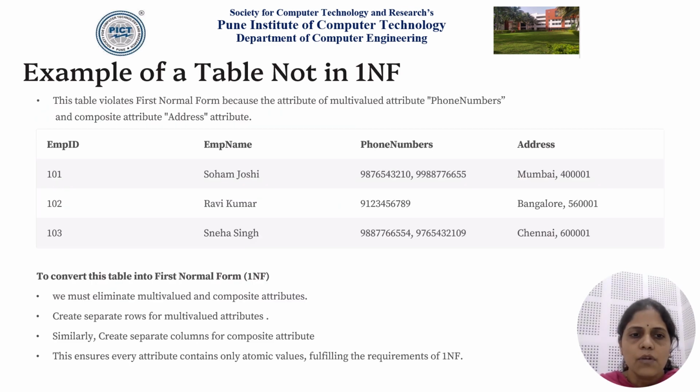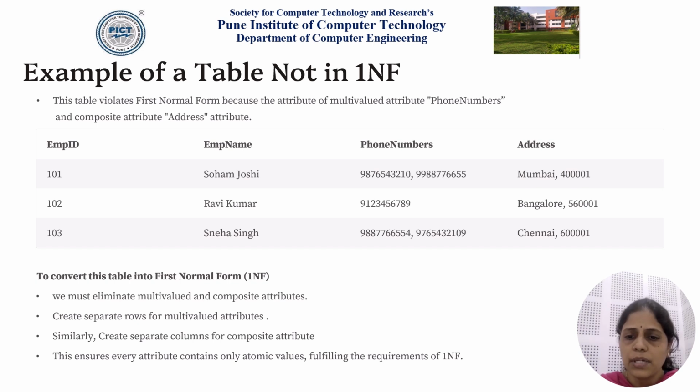Now let us take the example of a table which is not in 1NF, which violates the rule of 1NF. I have one relation table which contains the information of employees: employee ID, employee name, phone number, and address. Employee IDs like 101, 102, and 103 are atomic values; I cannot divide them into smaller attributes. The employee name is associated with that particular employee. Another attribute is the phone number, which has multiple values, like a first phone number and a second phone number. This is an example of a multi-valued attribute.